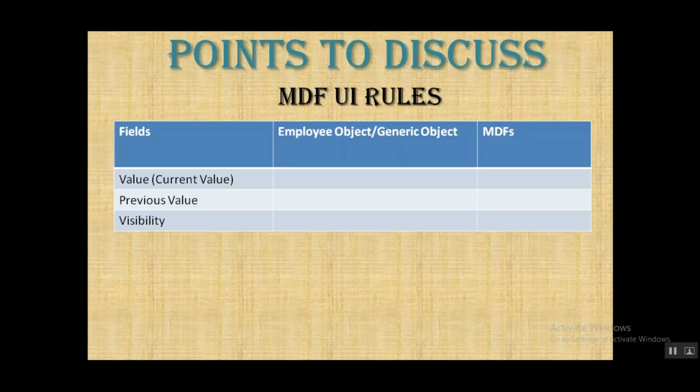And if we consider the employee objects, not the MDF, I'm not talking about the MDF first, I'm talking about the employee objects, that means the generic objects. For example, your job information object, or personal information object, or employment details object, and these kinds of objects which are available in the Configure Business Objects tool. If we want to set such dynamic visibility of any field based on another field's value for the employee objects, we can easily do that.